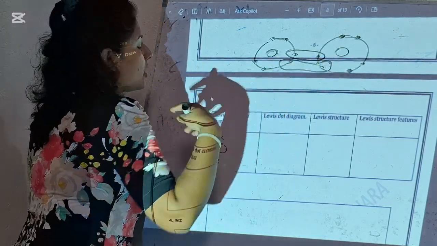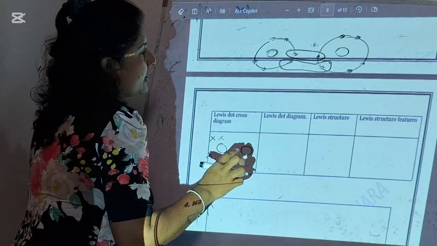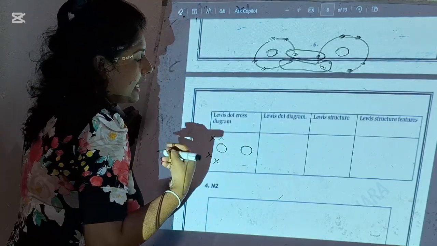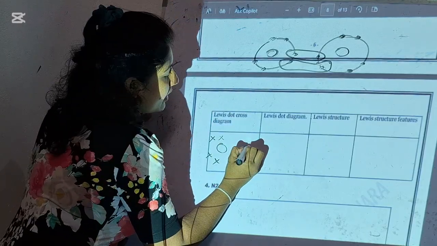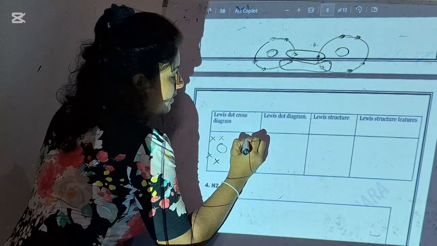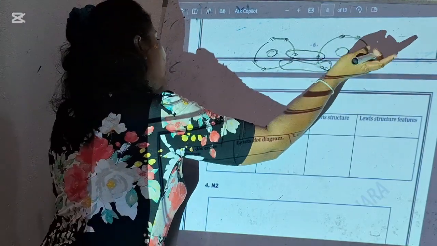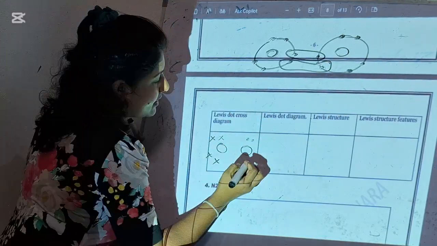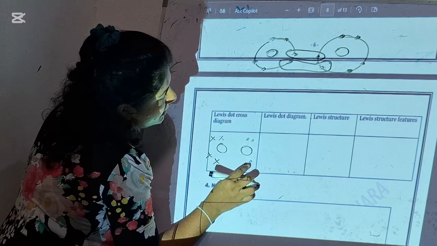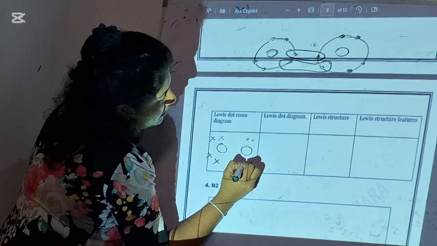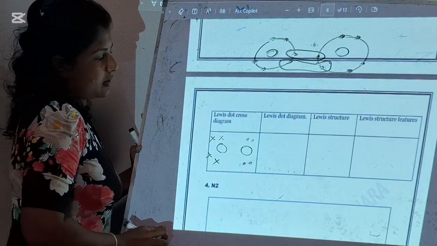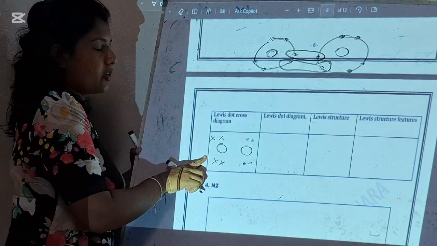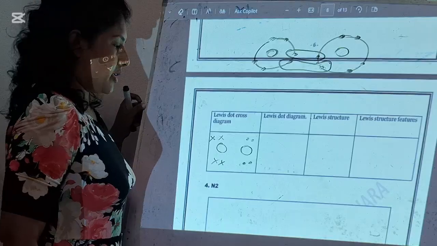I am taking this oxygen's electrons as dots. There are non-bonded 4 electrons. 1, 2, 3, 4. 4 electrons mean 2 pairs. Take them this way. This is providing crosses. This is providing dots.